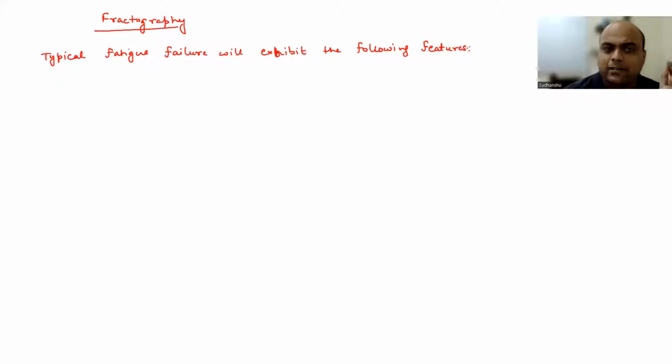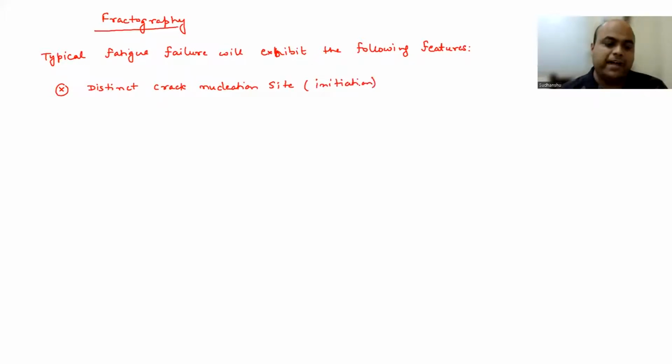I will draw the schematic, and at the end of this lecture, I am going to show you all the fractographs of all those features. So first, there will be a distinct nucleation site for fatigue crack. Distinct crack nucleation site, or initiation. If you see the fracture surface, you should be able to locate a distinct crack nucleation site from where fatigue crack has initiated, and from there it is going to propagate.